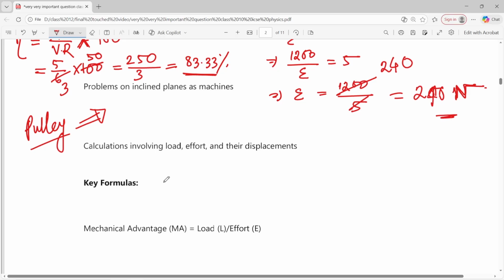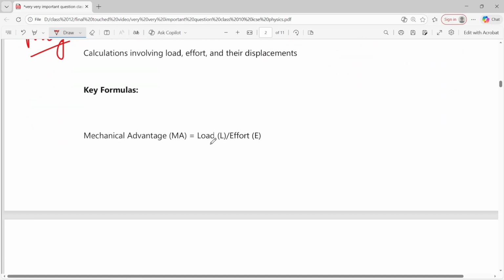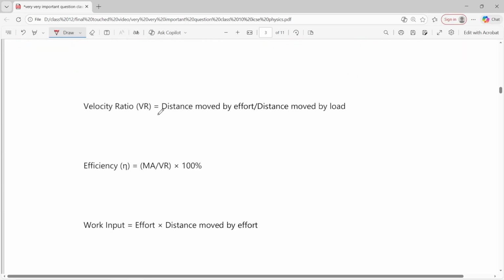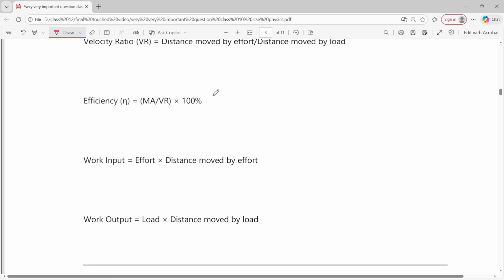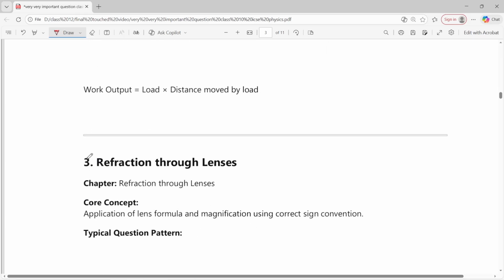So, key formulas: mechanical advantage equals load by effort; velocity ratio equals distance moved by effort by distance moved by load; efficiency equals MA by VR into 100%; work input equals effort into distance moved by effort; work output equals load into distance moved by load.